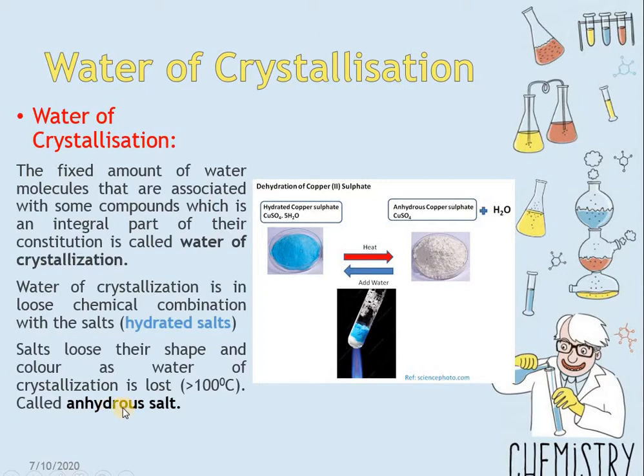Now the vapors are produced when you are heating, and those vapors are condensed. So you are getting a liquid, and that liquid is tested. The liquid gives test of water. So you get the anhydrous salt by heating the hydrated salt where water of crystallization will go away. Let us see this example.